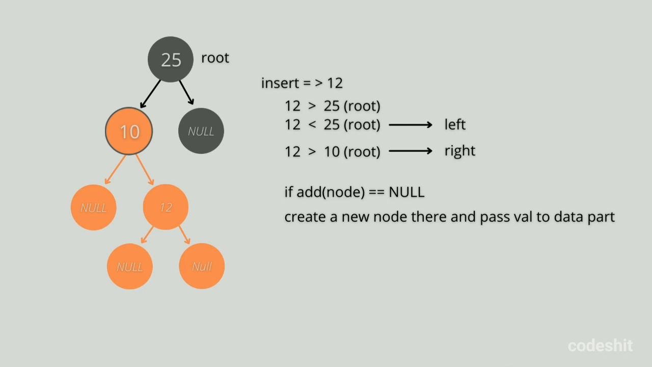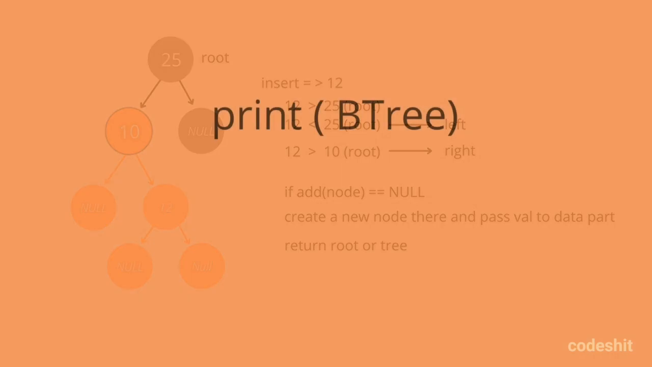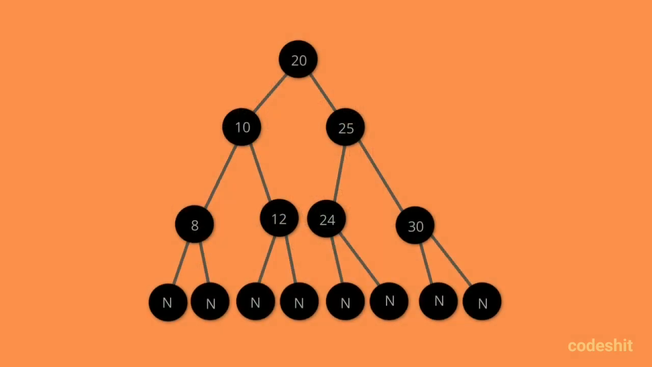So I created a node here and the value is passed to its data part, and finally I return this complete tree. In this way I can insert any number of elements in a tree. Okay, so now I want to print all these elements I inserted. For that I use something called traversal. I have to traverse through the complete tree. Now I want to print all the elements of this tree.